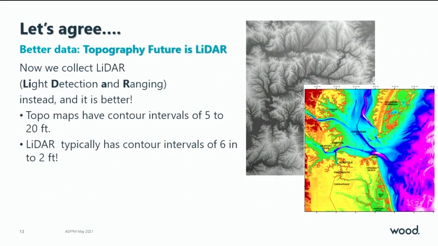We are very fortunate that we have flood risk data sets being developed today using LIDAR, light detection and ranging data. The old data would have had 5 to 20 foot contours, where new data is 6-inch to 2-foot contours.